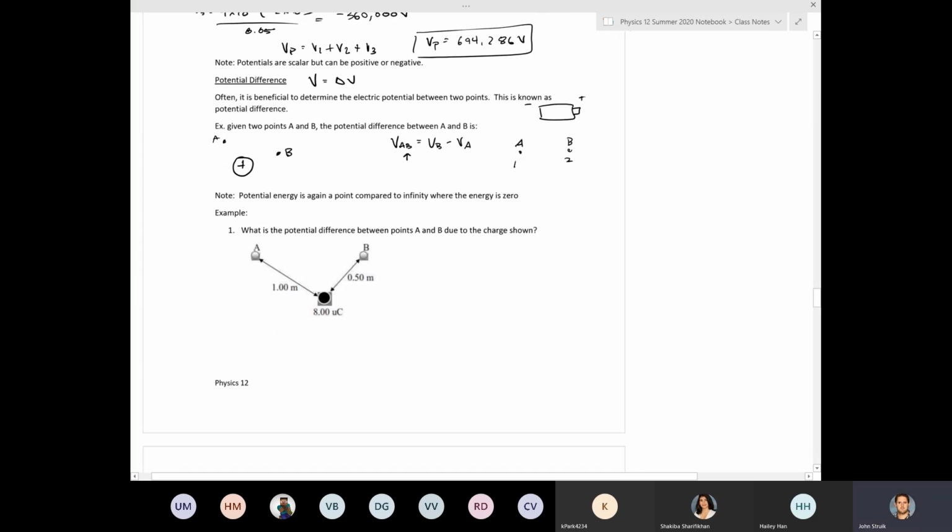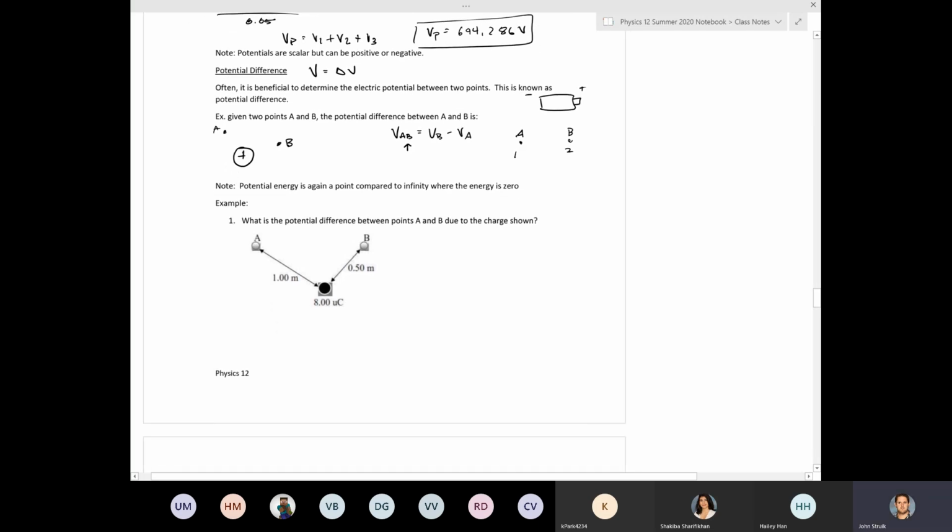We already did that. So if I have something like this, what is the potential difference between points A and B? VAB, the potential difference between both points, is going to be VB minus VA. And so that's going to be 9 times 10 to the 9 times 8 times 10 to the negative 6 divided by 0.5, and then minus 9 times 10 to the 9 times 8 times 10 to the negative 6 divided by 1.